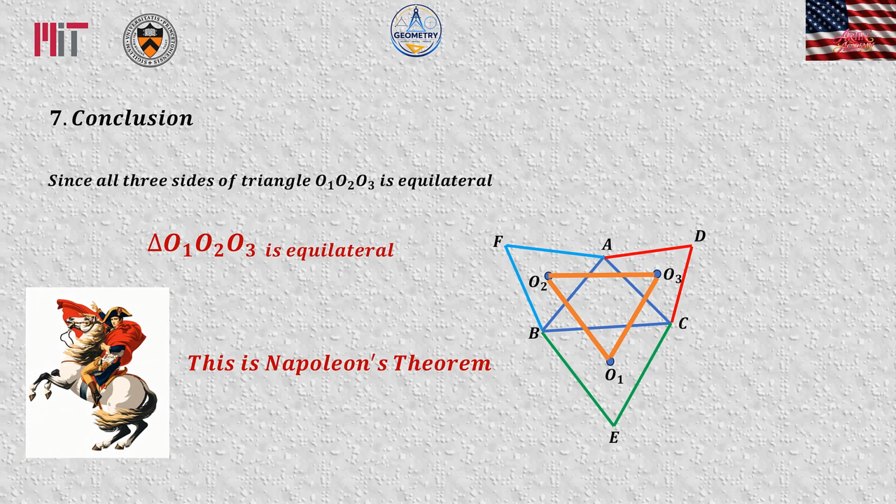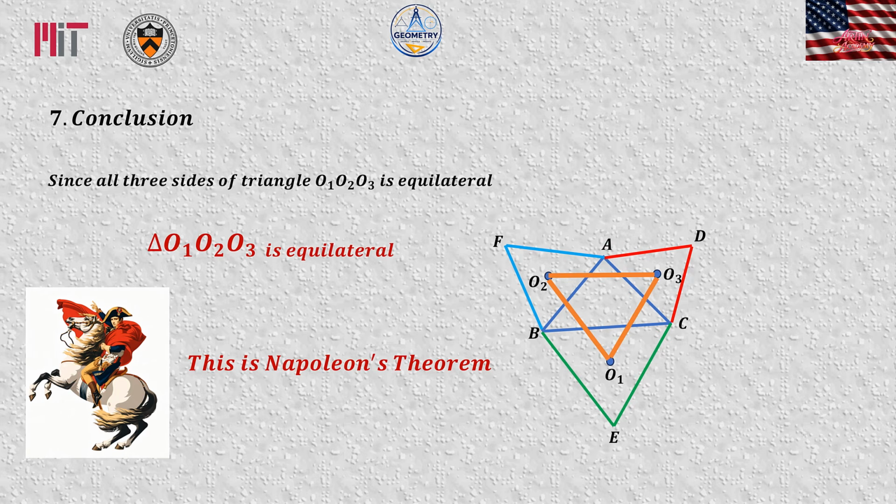Final result. Combining the two results gives O1O2 equals O2O3 equals O3O1. Therefore, all three sides of triangle O1O2O3 are equal. So, triangle O1O2O3 is equilateral.